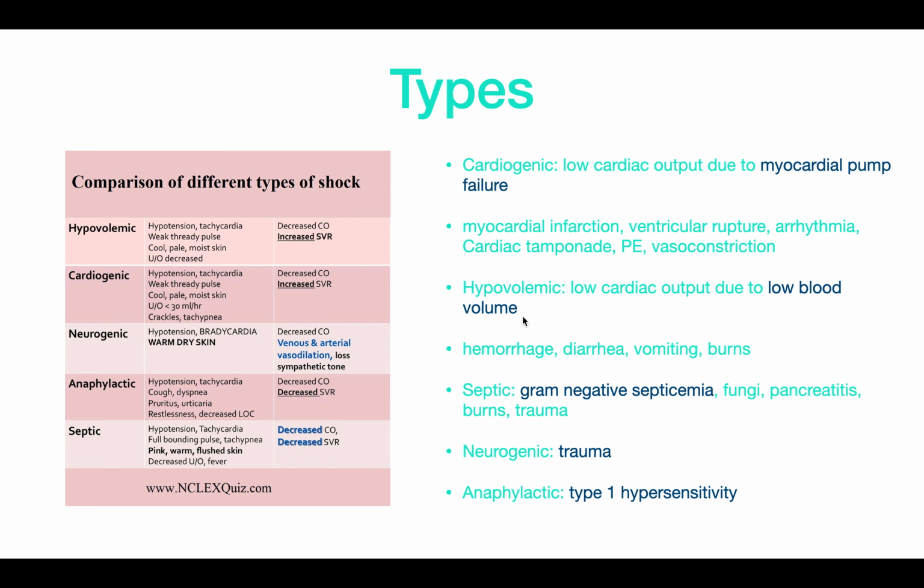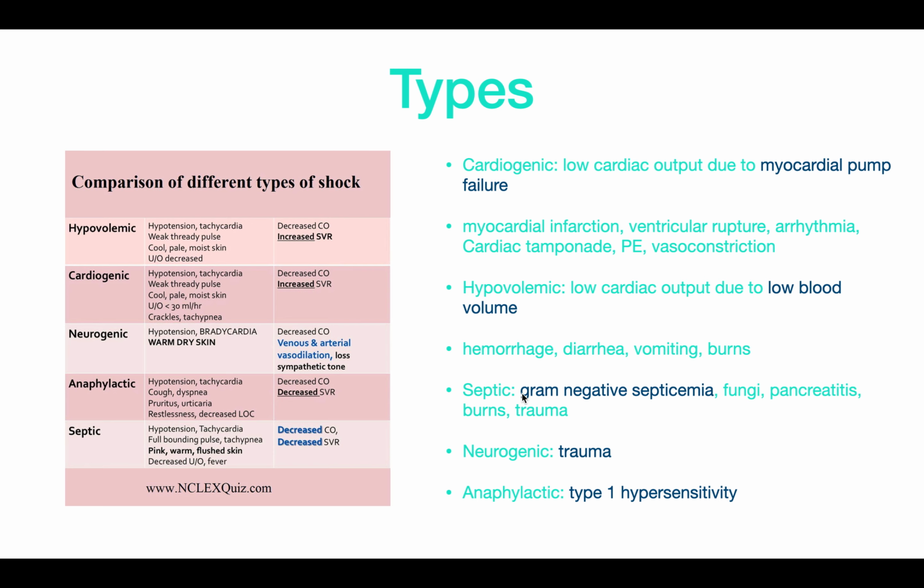Hypovolemic is going to be due to low blood volume. It's going to be characterized by hypotension again, tachycardia, weak, thready pulse, cool, pale, moist skin, and there's also going to be increased systemic vascular resistance as the compensation. It could be due to hemorrhage, diarrhea, vomiting, and burns. Burns are the ones you have to pay attention to because they can also cause septic shock.